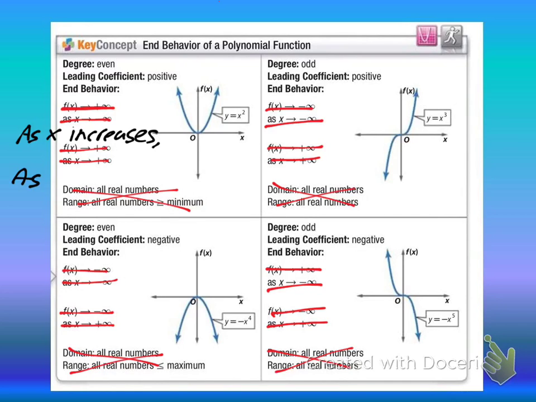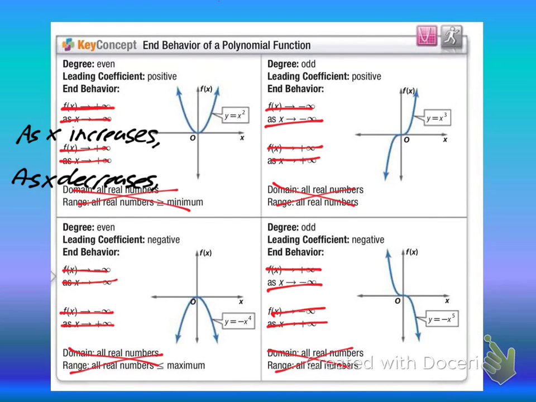The second one being, as x decreases. Okay, this is going to be ugly and awful, all right? Now, you're talking about the numbers on x's. So x is increasing, x is decreasing. The question basically is, as x increases on the first one up here in the top left, what does the graph do? As my x's keep getting bigger, where does my graph go?